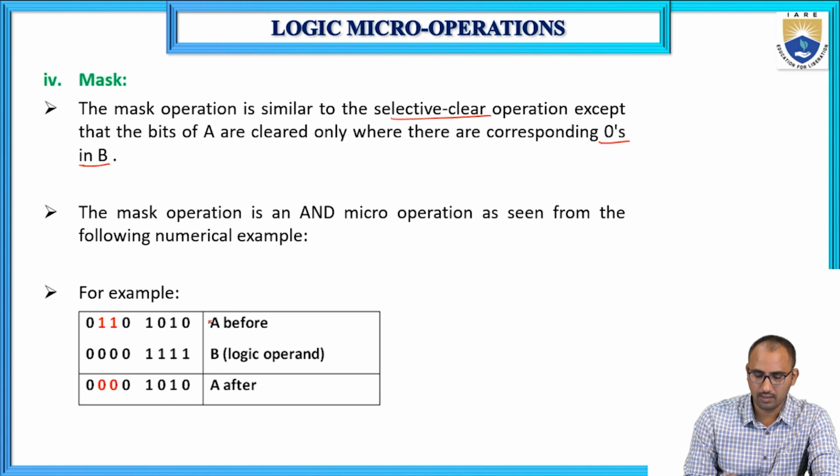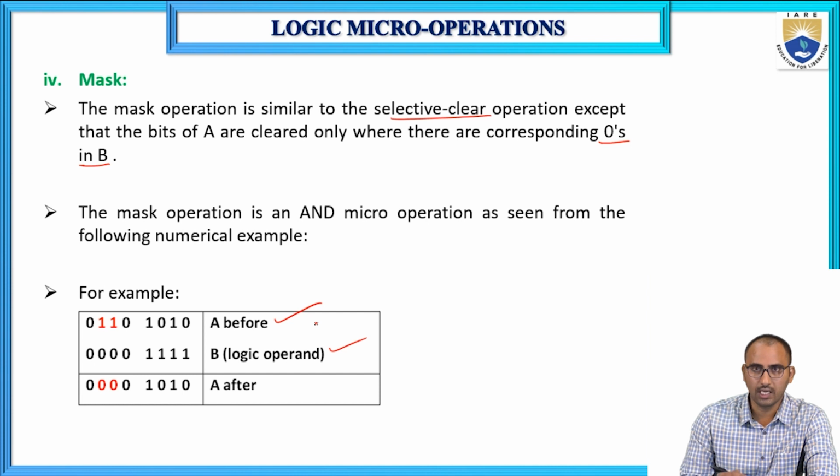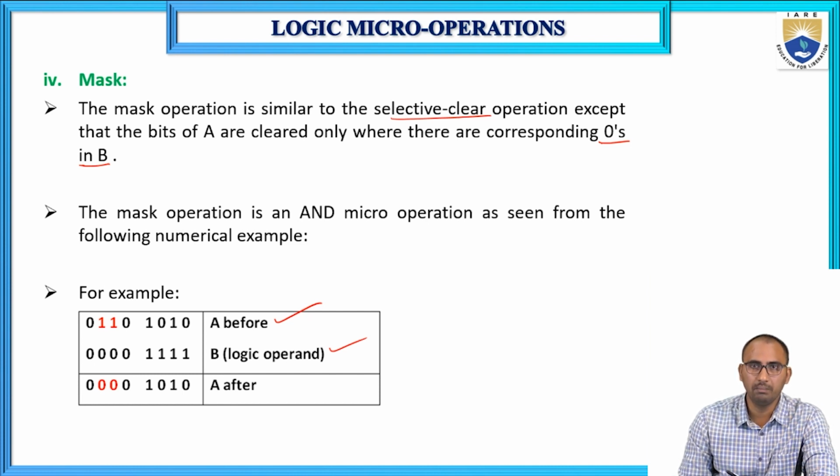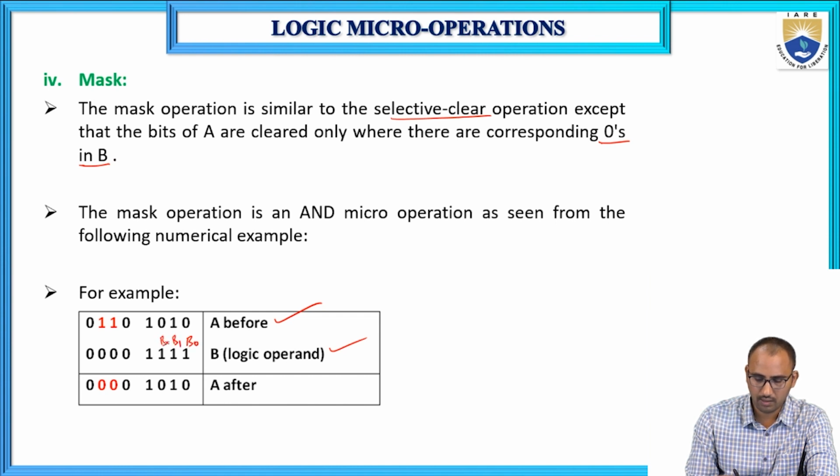See here, an example: A register 0110 111010 and B register 0000 1111. Here we have to see where the zeros are present in the B register. If you name the B register bits, this is B0, B1, B2, B3, B4, B5, B6, B7.